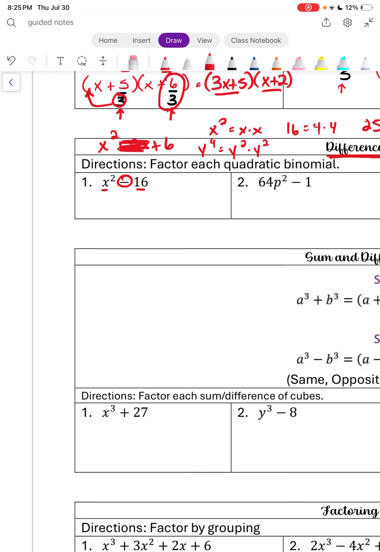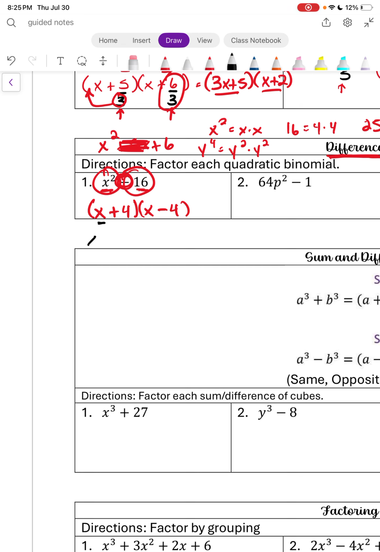So x squared minus 16 is a difference of two squares. So two sets of parentheses. Multiplies give you x squared to be x and x. They will be conjugates, so one plus, one minus. Multiplies give you 16, will be a positive 4 and a negative 4. You can multiply these out to check and see why this happens.